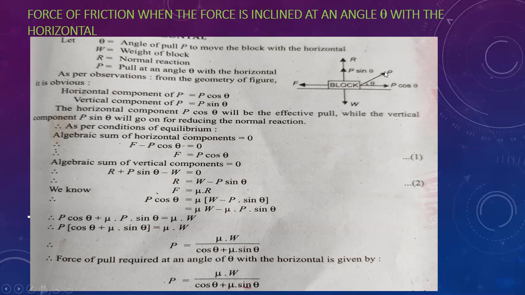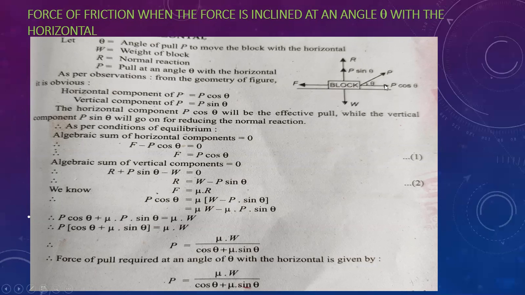So when you are taking one vector, P is the pull, the force required to pull, and it will resolve into two components. One is the horizontal component at angle theta, so it will be P cos theta, and the other will be P sin theta. P sin theta is in the same direction as the normal reaction. So now we can take the equilibrium condition.